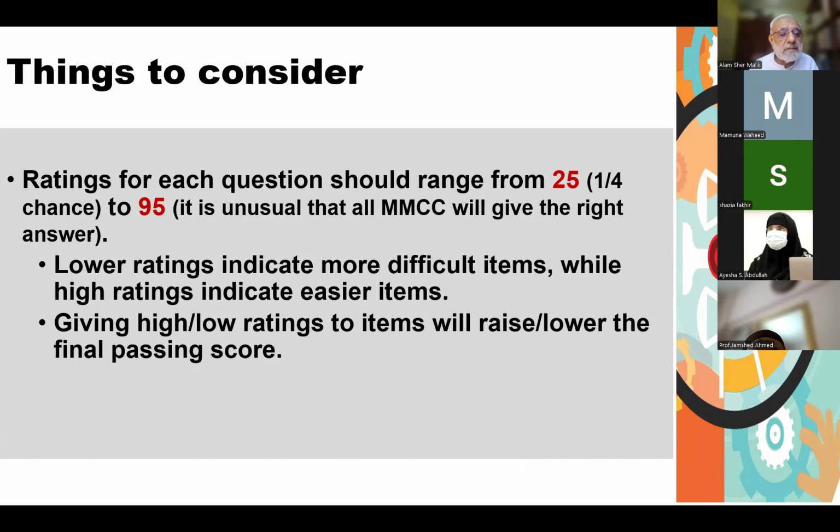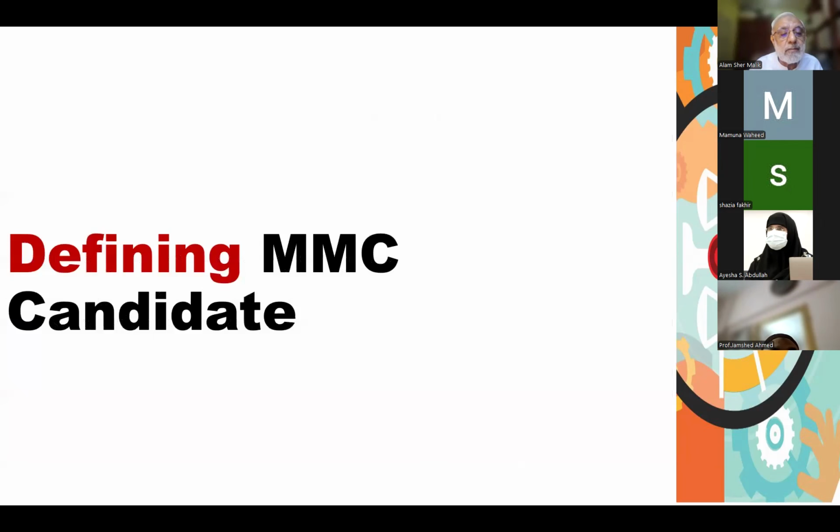And that has its impact: lower ratings indicate more difficult items, whereas high ratings indicate easier items. Obviously, if a higher number of students are able to answer that, it's an easy item. Giving high or low ratings to items will raise or lower the final passing score, which is quite obvious.